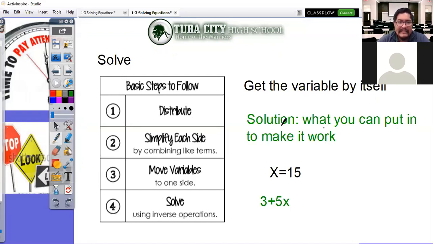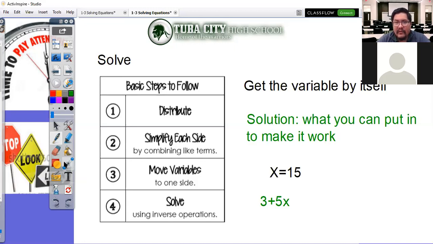So what are the basic steps to follow? I have a much better poster in my classroom. It's got a lot more steps on it, but unfortunately, this is what we're going to have to work with for now. On your packet, it tells you the steps to follow. Step 1: distribute. Anytime you have parentheses, you've got to get rid of those parentheses because they mean different things, right? The number you're looking at inside the parentheses is not always the number that you need to work with. So you've got to make sure you get rid of that distribution.